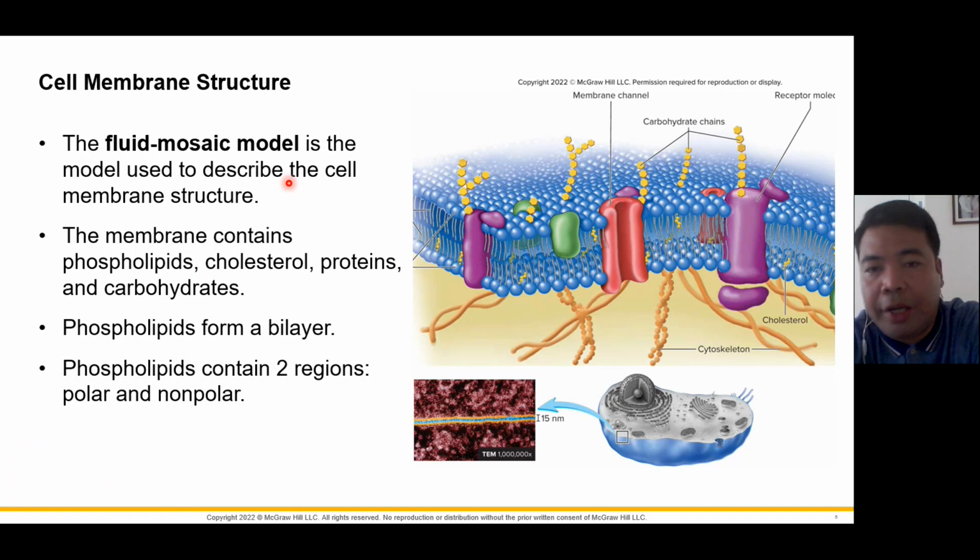In this fluid mosaic model, it is composed of phospholipids, cholesterol, and proteins and carbohydrates. The blue that we see, the many blue parts, are the phospholipids. And as you can see, phospholipids form a bilayer in the cell membrane. That is why it is described as a lipid bilayer, because it has two layers. Layer 1, and then you have your layer 2. That's why it's described as a lipid bilayer.